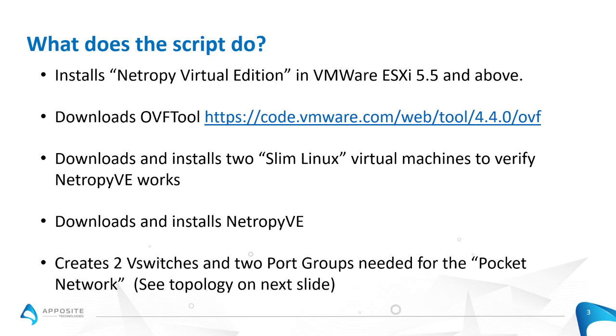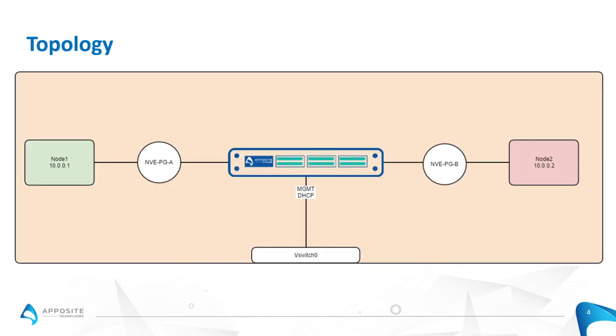It then downloads and installs Netropy Virtual Edition. And while it's doing this, it's going to create a pocket network that's going to have 2 virtual switches and 2 port groups. So let's take a look to see what this script is going to install and how it's going to look. So here we have our topology.